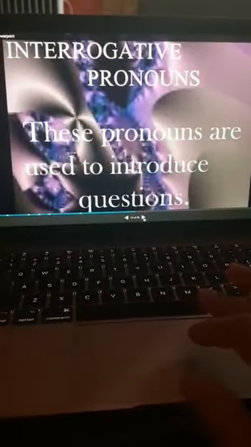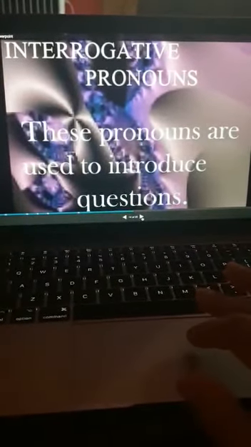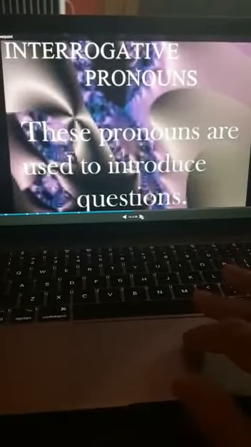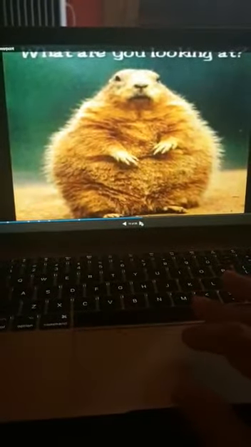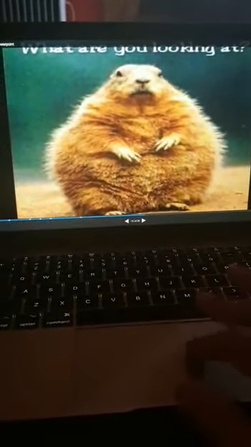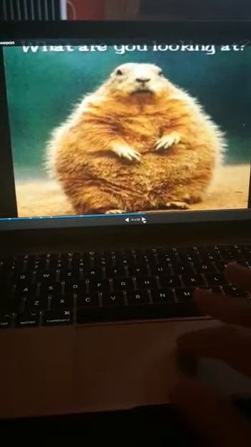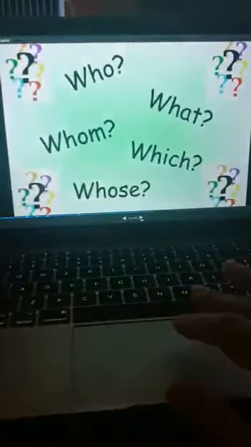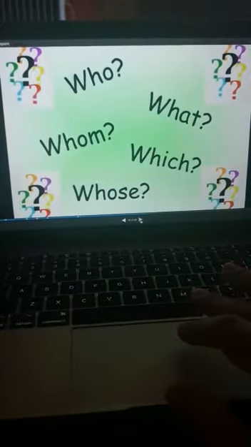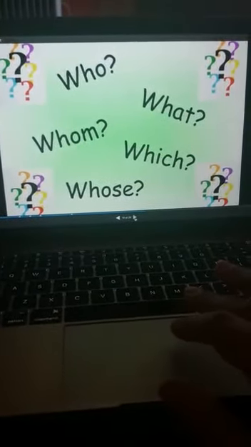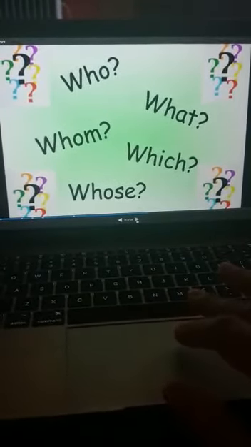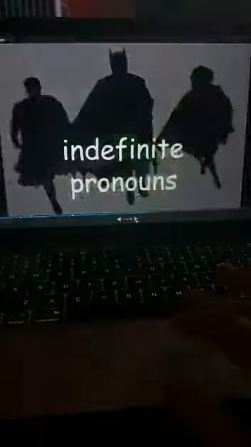Now, interrogative pronouns. These pronouns are used to introduce questions, or questioning words. What are you looking at? See, what is the interrogative pronoun here? All these words are interrogative pronouns: who, what, whom, which, whose.